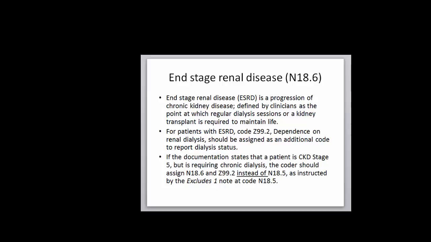And this last bullet point, you might see in the medical record that if a doctor has documented that a patient is stage 5 but is requiring chronic dialysis, the coder is not going to code stage 5. The coder is going to immediately go in and code the end-stage renal disease in N18.6 and the dialysis Z99.2, following the instructional notes that's under the excludes one note there at N18.5. So just as there are times when a coder can make a decision that isn't based on the provider's documentation, and this is one of those times.